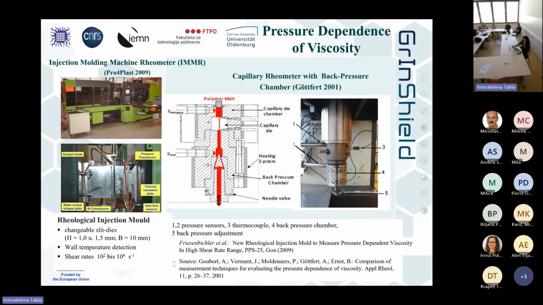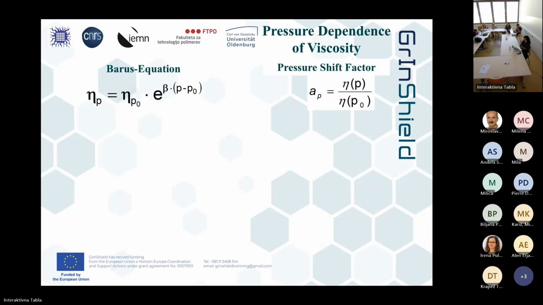And for this pressure influence on the viscosity, you can take a capillary rheometer. What you've seen before is that sketch. Now you put a so-called back pressure chamber here, and with that you raise the pressure, and then you force the polymer melt through the die, here with 300 bars. And then you measure these values which I have shown you. And we did it also on an injection molding machine, but that's not so important.